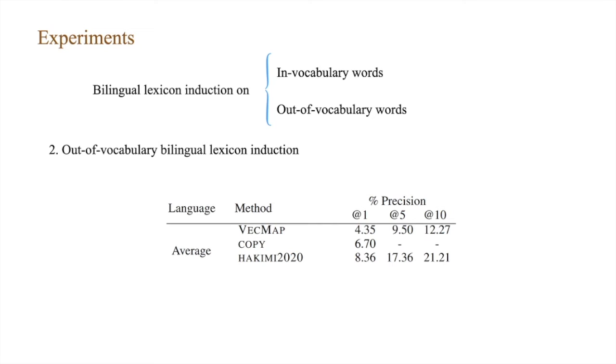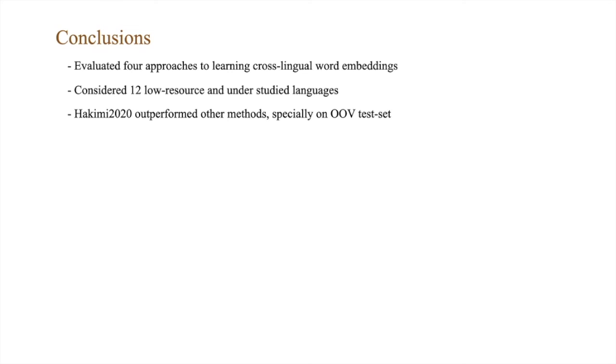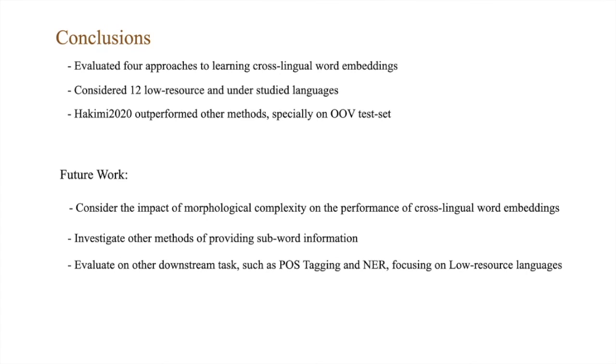Since Duong is a word-level model, it was not able to provide an embedding for out-of-vocabulary words, so we use a copy mechanism, in which we assume the translation of an OOV is the same in the target language. In this work, we evaluated 4 approaches to learning cross-lingual word embeddings, and we considered 12 lower resource and understudied languages. And Hakimi 2020 outperformed other methods, specifically on the OOV test set by a great margin.